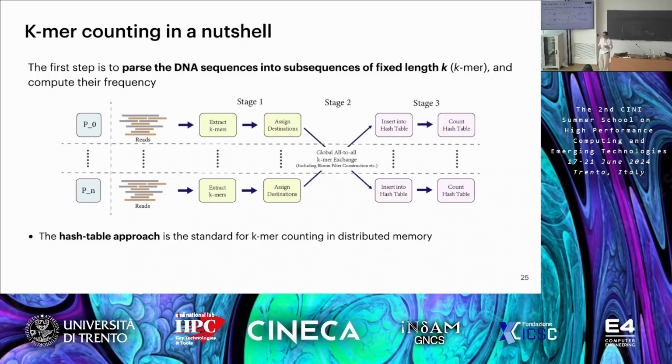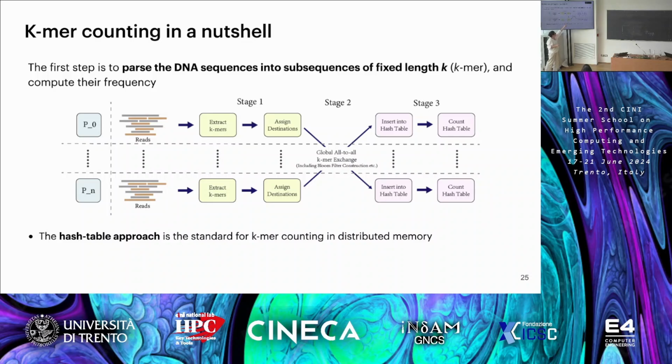Most implementations in distributed memory use distributed hash tables. What they do is divide the reads across the processes. Each processor has some reads. It extracts the k-mers of its own reads.